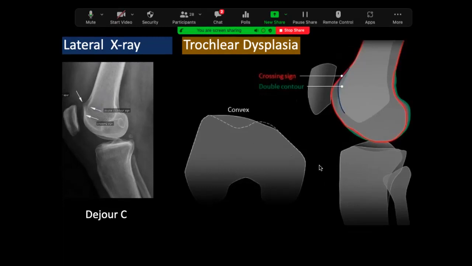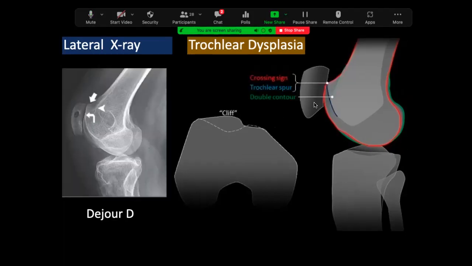It is because here the medial condyle is hypoplastic. So the anterior medial and lateral patella lines are not overlapping here. This is the line of the hypoplastic medial condyle. This is known as the double contour sign, and this is Dejour type C trochlear dysplasia.